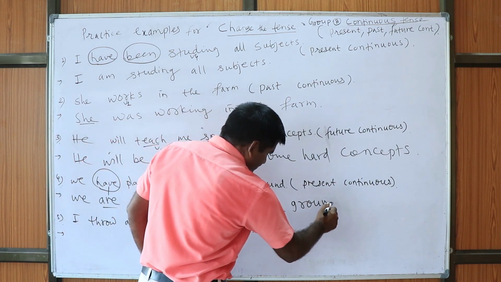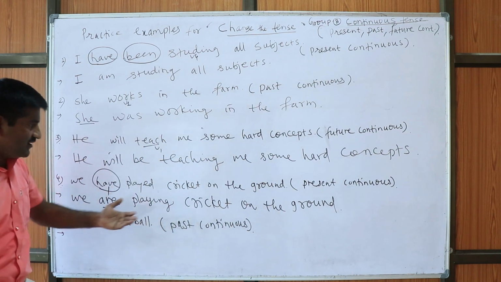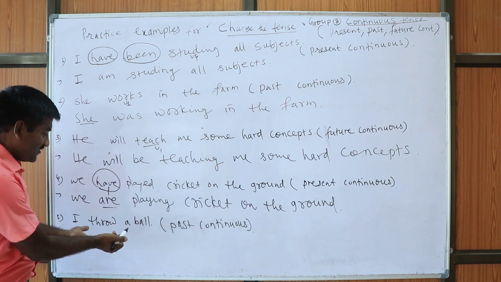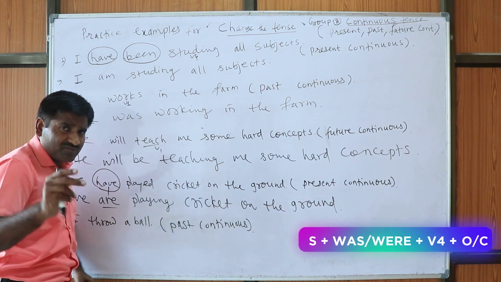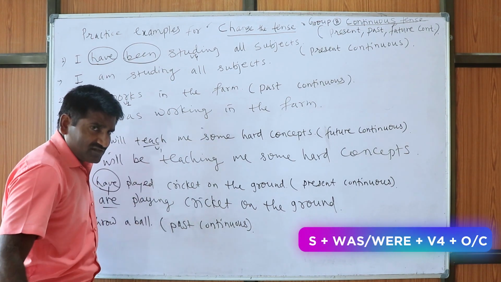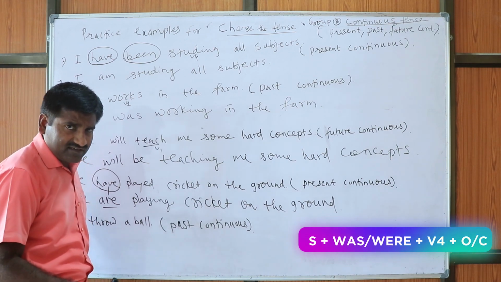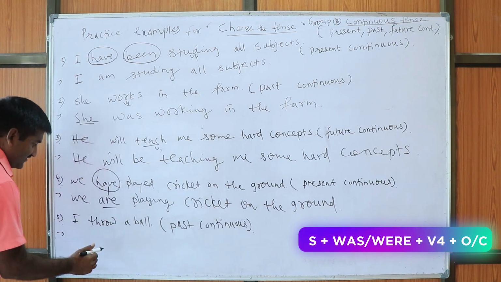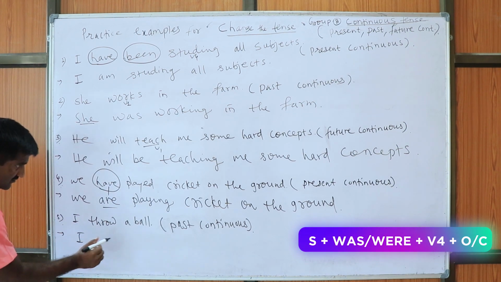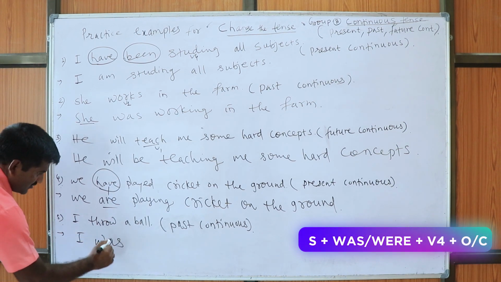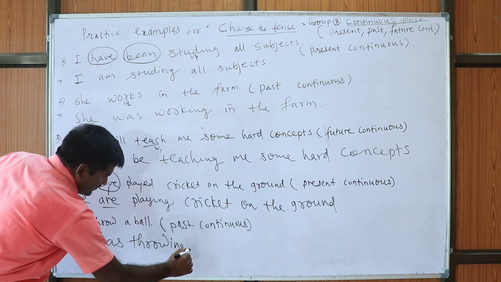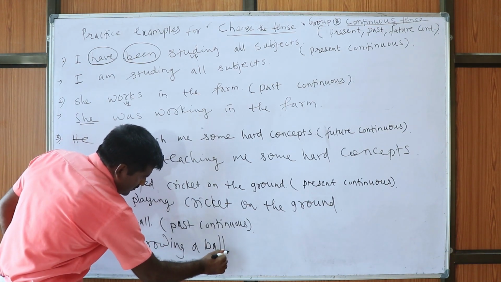Finish. Next one, we are playing cricket on the ground. I throw a ball. We want to make past continuous. What is the formula of past continuous? S plus was were plus V4 plus OC. If you want such more perfection, then you will have to learn the formulas. It does not have an alternative. So the answer here is I, then past continuous means was, and the V4 of throw is throwing. I was throwing a ball.